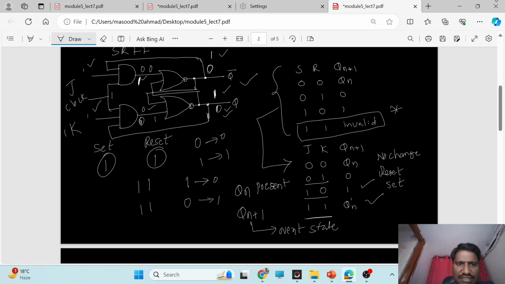Similarly, you can analyze this with respect to q being 1, q bar being 0, j equal to 1 and k equal to 1. With j equal to 1, k equal to 1, we are getting the output as complement. That means if presently the value of q is 0, q becomes 1. If the present value of q is 1, it will become 0. This is how exactly a JK flip flop works.